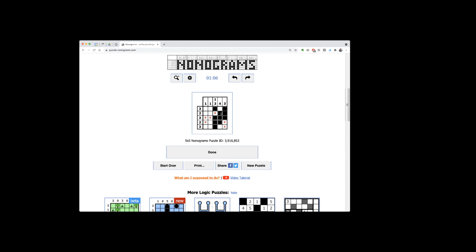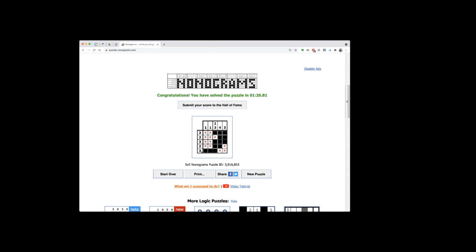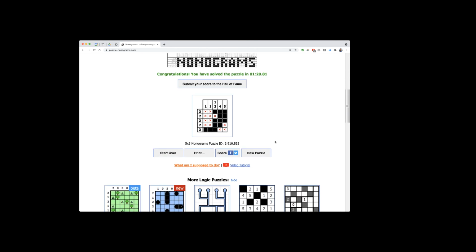The 4 does something like that. And then we've got our 2 already done, so those are blank. The 3, well, it's known. We're going to blank that, the 3, and I think we're done. Just like that, we're done. 1 minute, 20 seconds. That's the idea of nonograms.